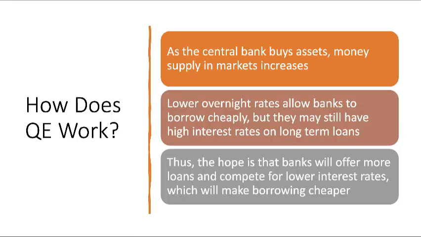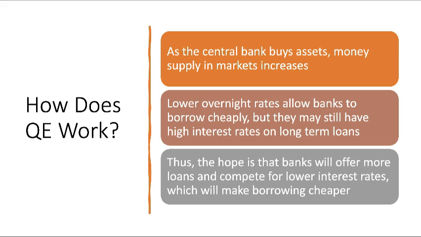So, how does QE stimulate the economy? When the central bank buys assets, it replaces those assets with cash, thereby increasing the money supply in markets. This process expands the central bank's balance sheet. The goal is to lower borrowing costs, especially when markets are tight and banks are reluctant to lend.